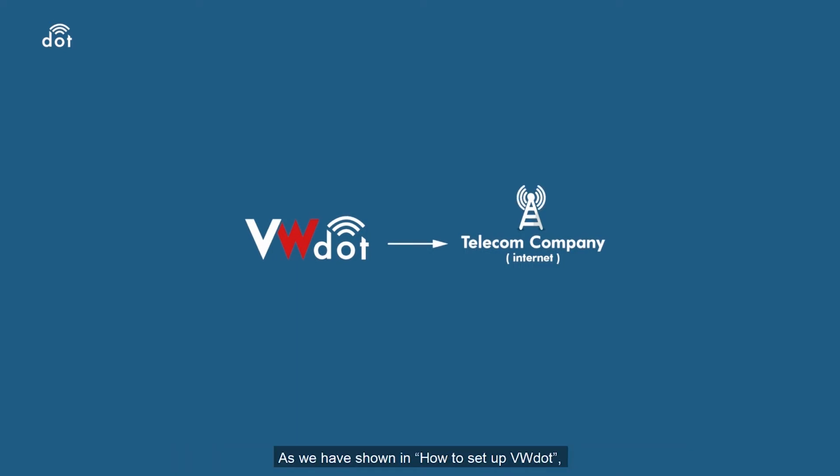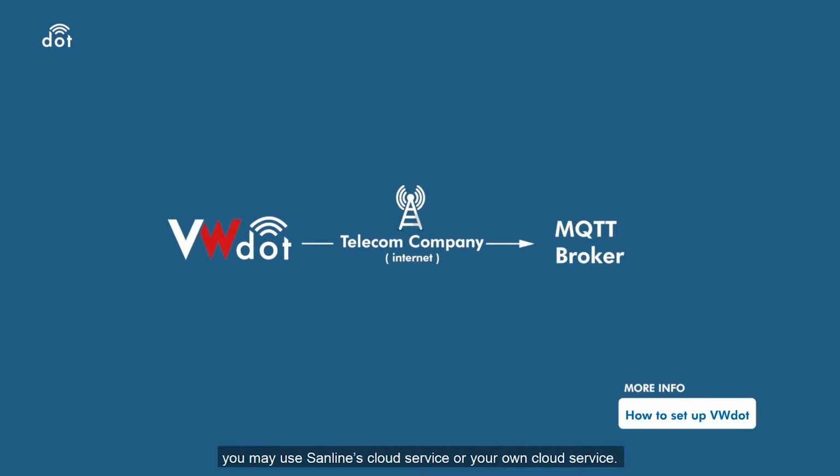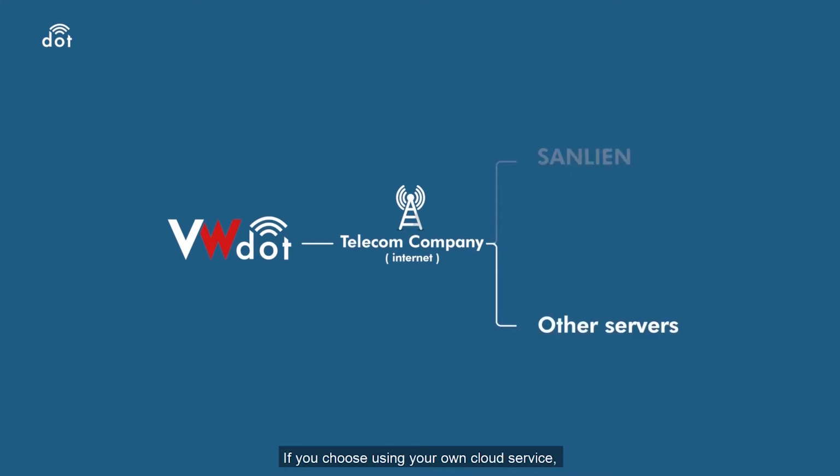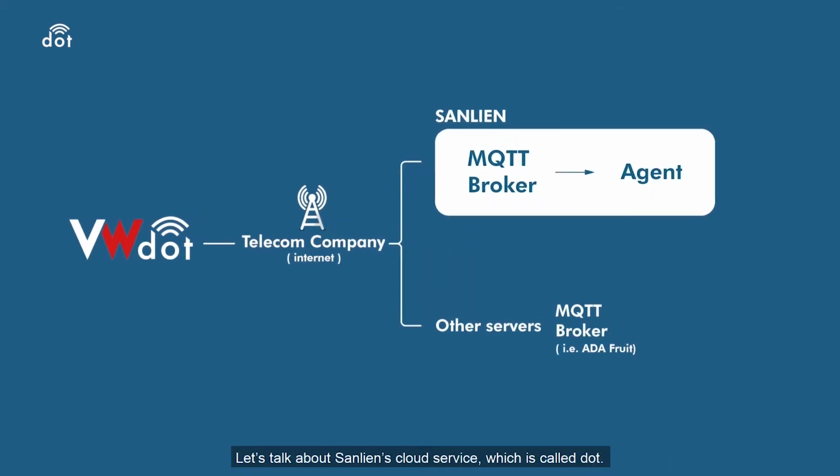As we have shown in how to set up VWdot, you may use Sanlien's cloud service or your own cloud service. If you choose to use Sanlien's cloud service, the path will be shown on the upper part of the image. If you choose using your own cloud service, the path will be shown on the bottom part of the image. Let's talk about Sanlien's cloud service, which is called DOT.